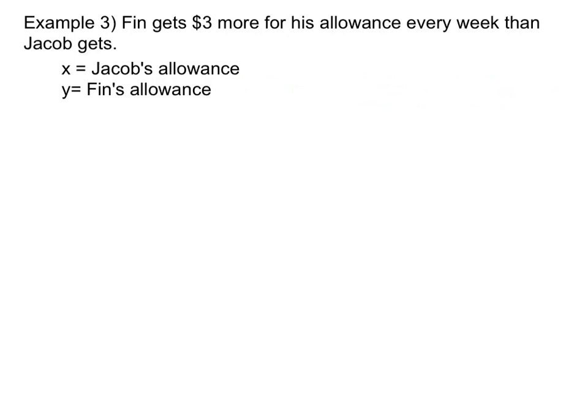Now that we've defined our variables, we can write our equation. $3 more could also be written as plus 3. So Jacob's allowance plus 3 will give us Finn's allowance, or in this case, x plus 3 will equal y, or we can use the symmetric property to say that's the same as y equals x plus 3. And that's all we need to do.